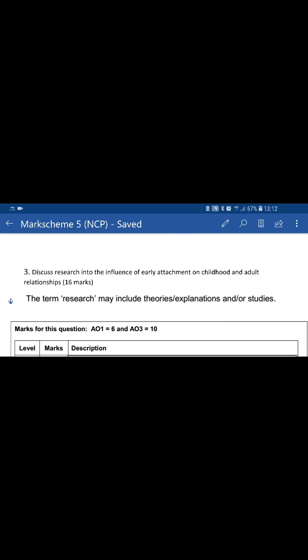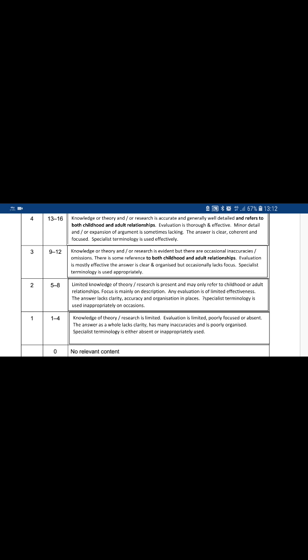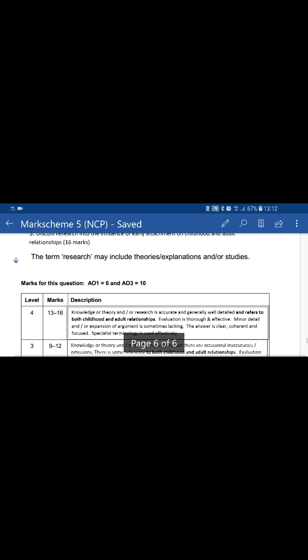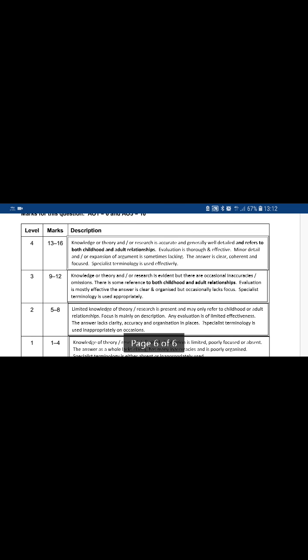Some people will have dropped down into these bottom bands here. If you can see the level 1 and 2 answers, limited knowledge of theory and/or research might have been presented. Now, for a number of you, the description of Hazen and Shaver wasn't necessarily detailed enough. It was quite vague, so you were making reference to the fact that they were investigating the childhood attachment styles and then correlating with adult relationships, and that there was a similarity, but that really didn't go into enough detail. So if you did take that first route but you've dropped marks, then it's likely that your description of Hazen and Shaver wasn't detailed enough, and you might want to go back into your booklets now and check those bits of detail that were missing.